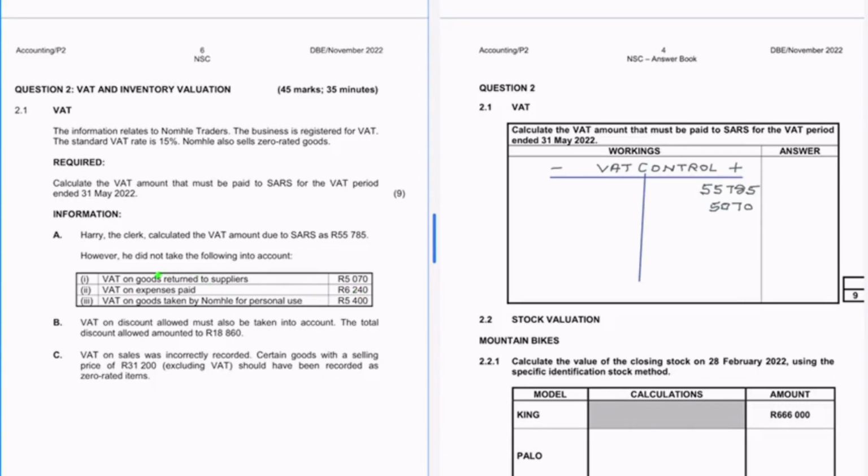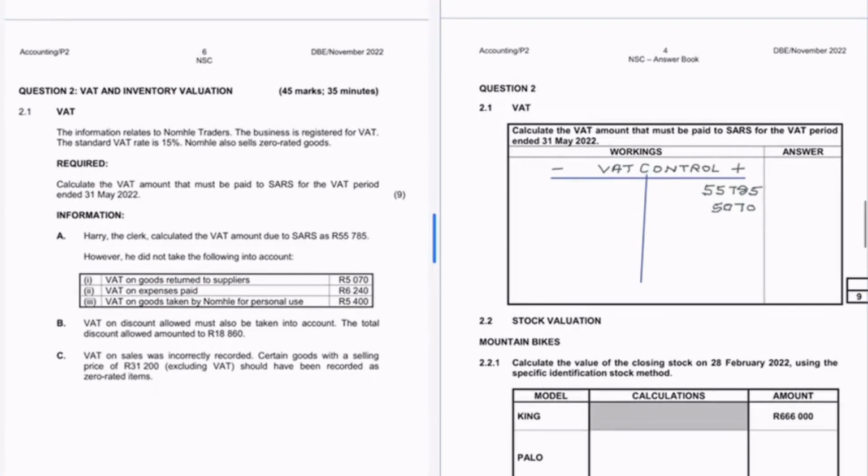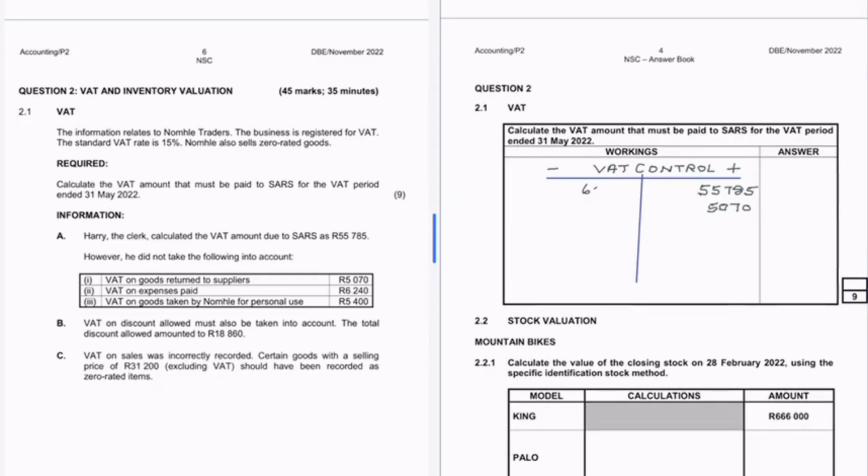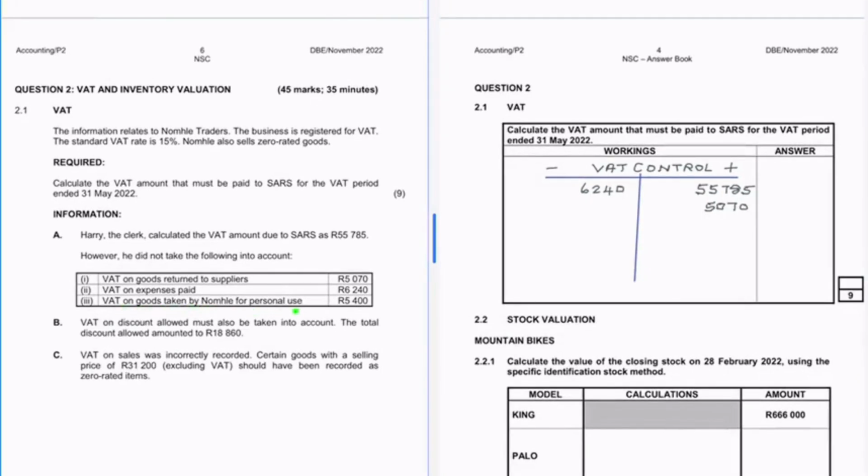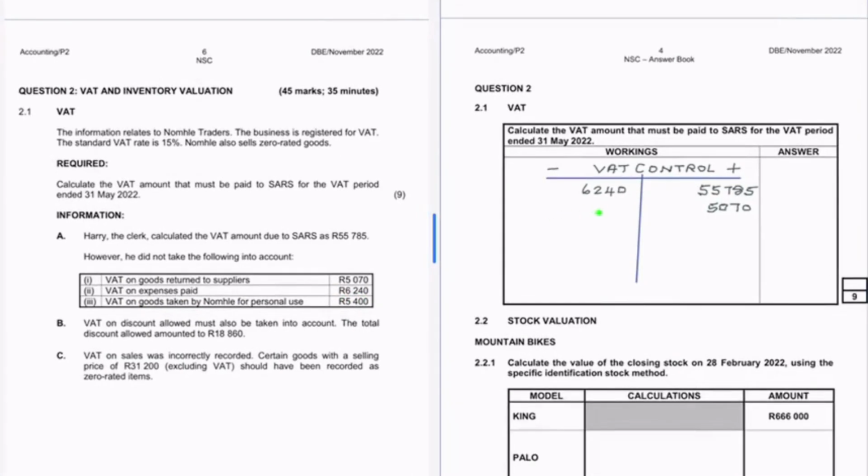Our next entry is VAT on expenses paid. Whenever we are paying for expenses, we can claim an input VAT. So therefore, on the debit side, we're going to enter 6,240 Rand. Moving on, VAT on goods taken by Nomclair for personal use, 5,400 Rand. When she bought the goods, she claimed an input, but now she's not selling them. So that's a prejudice to SARS because they're not getting their output VAT. Therefore, what is required by law is that she pays back the VAT on the goods that she takes for personal use.